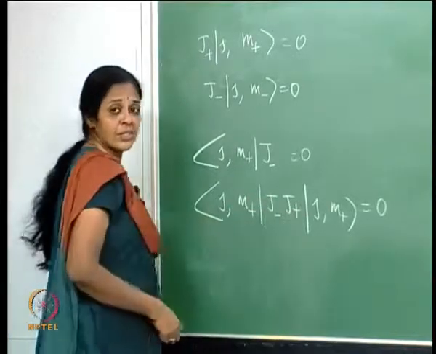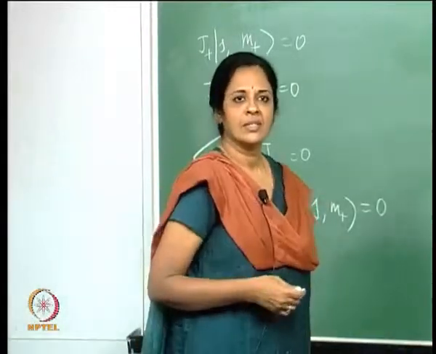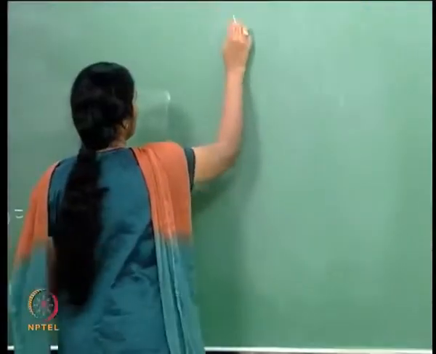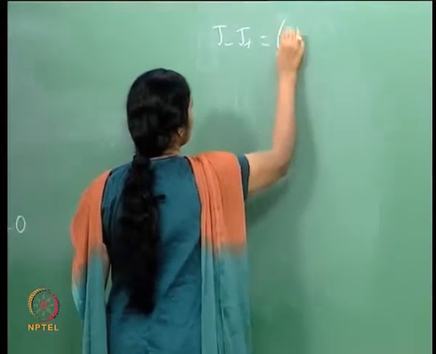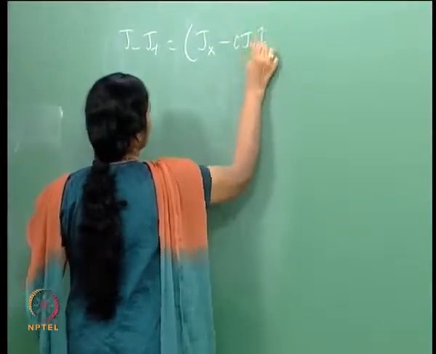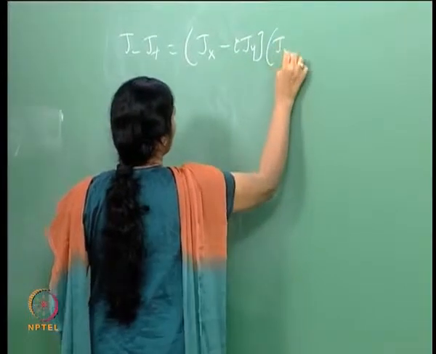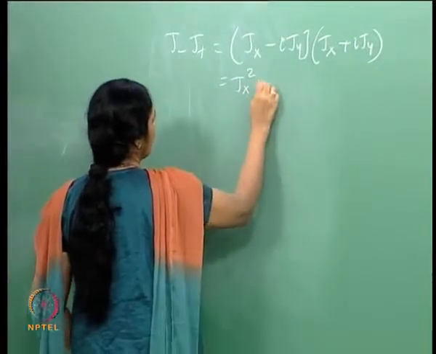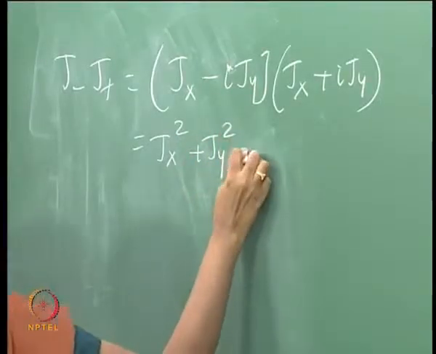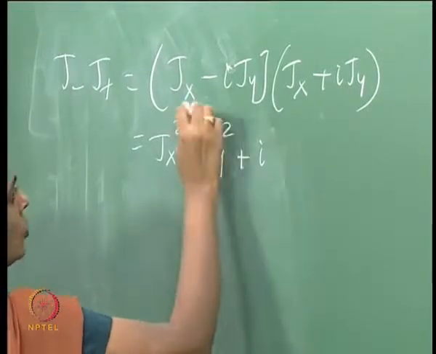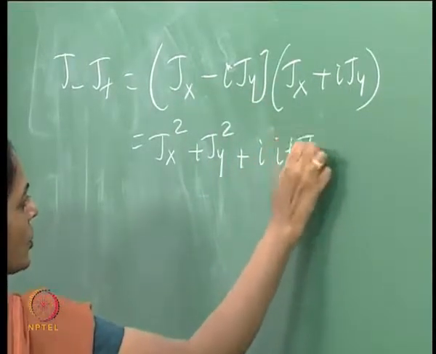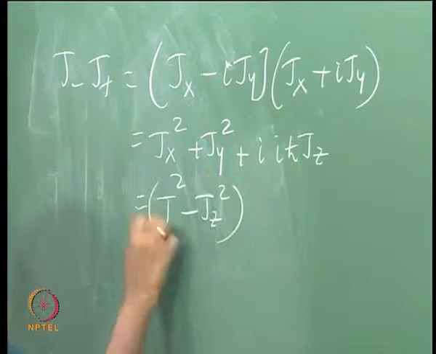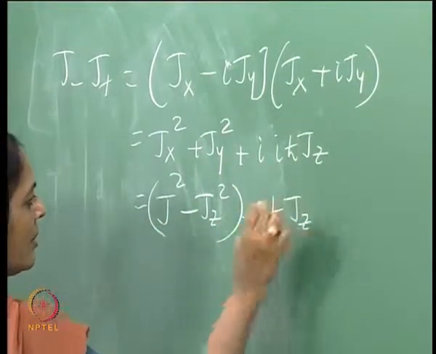But I can write j minus j plus in terms of j squared and jz in the following manner. J minus j plus, when written in terms of jx and jy, is jx minus ijy times jx plus ijy, and this object is jx squared plus jy squared plus i, commutator of jx with jy, which is i h cross jz. But that is the same as j squared minus jz squared minus h cross jz.